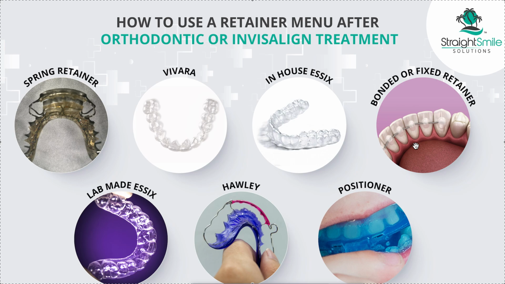We're getting to the end. We're in the finishing stages. We're in the heavy wire stages. We're closing the last bit of space. We're torquing this tooth, whatever. We're detailing. And now it's time to have that conversation. I give them the retainer menu. So I say the following are the prices if purchased in advance of having braces or aligners removed.